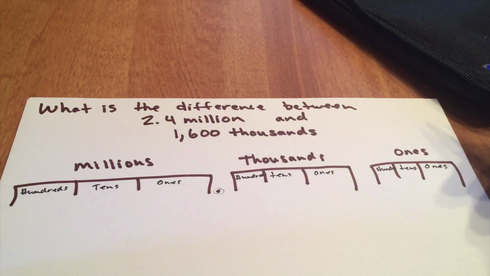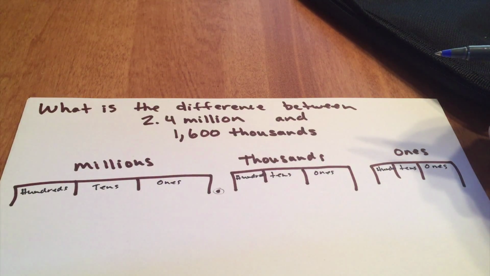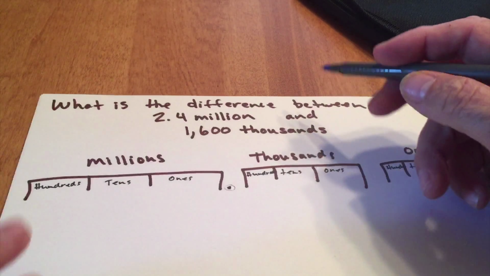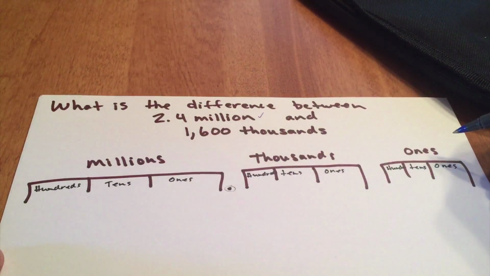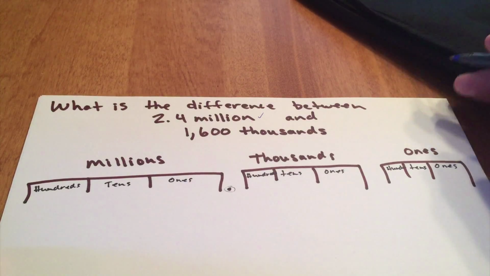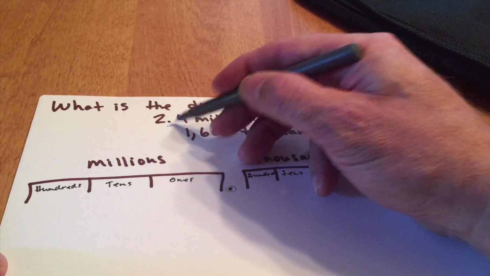Okay, I want to explain how to do this type of question. In this type of question, it's asking what's the difference between 2.4 million and 1,600,000 thousands. Let's deal with one at a time. 2.4 million. We have our little chart here for millions and thousands and ones to help us organize this number. 2.4 million, 2.4, the decimal.